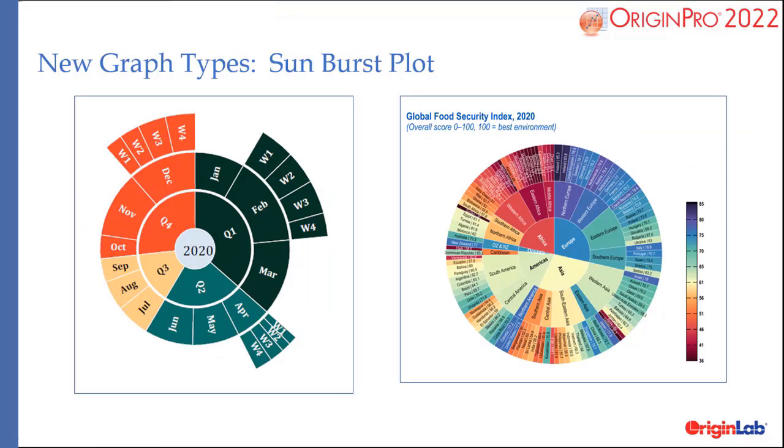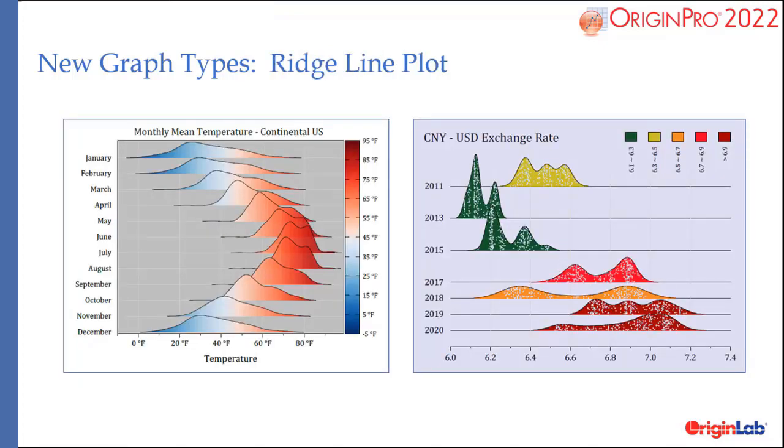Another nice infographic graph type introduced in this version is the sunburst plot. Here are a couple examples shown. Another graph feature typically used in spectroscopy is the ridgeline plot. On the left side, we have taken a simple example of temperature measurements for various months, and in the continental US, mean temperature. We plotted that by color mapping along the x-axis based on temperature. The right side shows currency exchange rates.